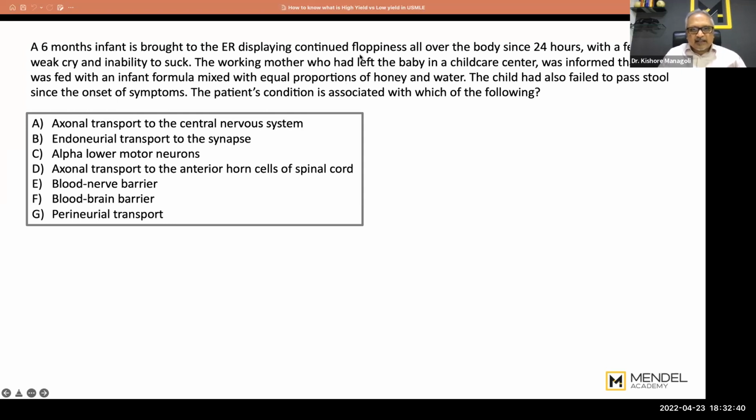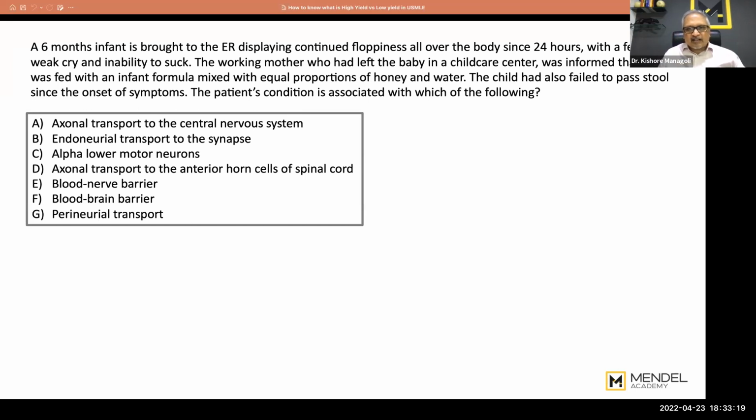So something has happened which is causing floppiness, and it is related to some effect on the brain. Now, if you have been preparing for USMLE for a while, then you would already know that in an infant with floppiness, a feeble, weak cry and loss of muscle tone, it's going to be related to honey, and that honey contains spores of Clostridium botulinum, and that causes the floppiness and lack of muscle tone.